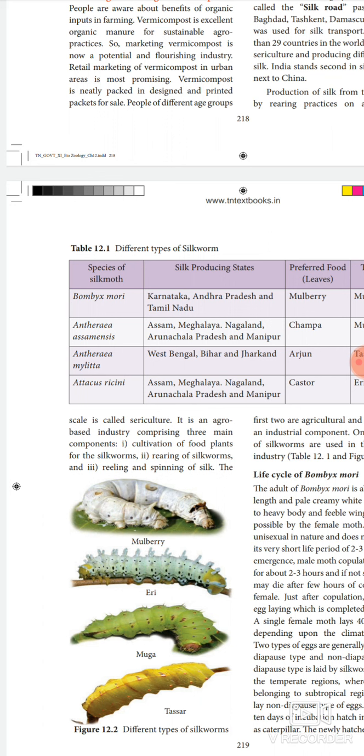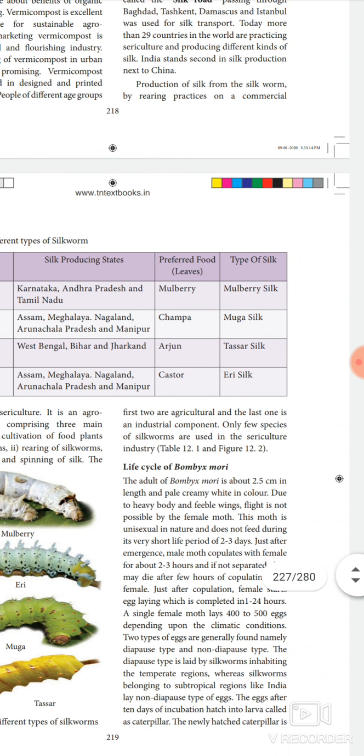Growing the food plants the silkworm needs to grow is the cultivation of food plants for the silkworm. Then rearing of silkworm, making the silkworm grow, that is called the rearing of silkworm. And reeling and spinning of silk, now that the silkworm gets matured, the spinning process is done on the silkworm. So these are the three components that can be maintained in the agro-based industries.